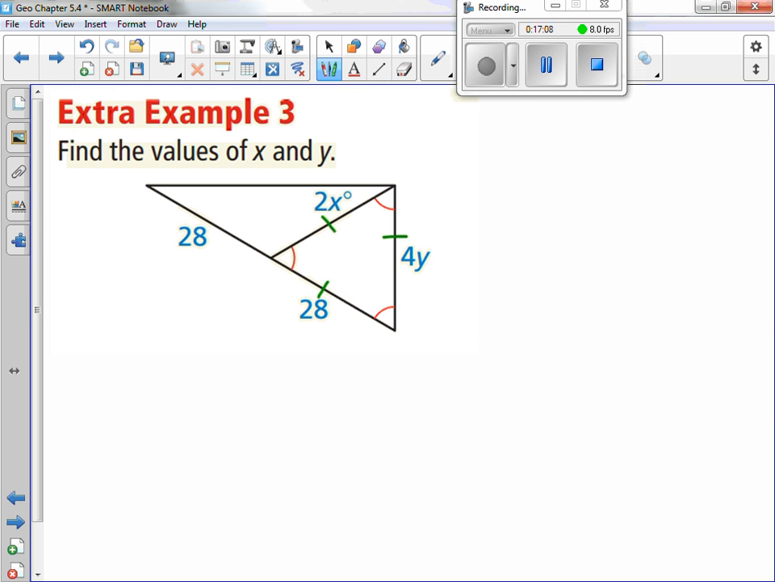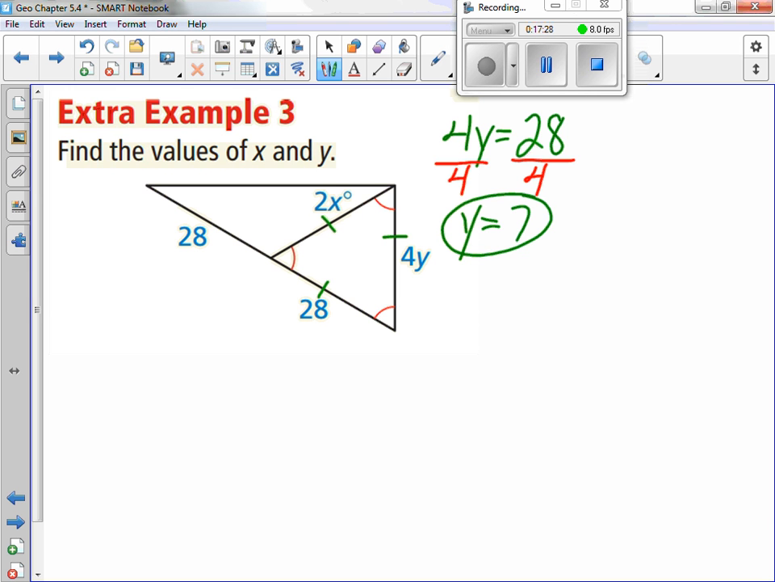Okay, so let's deal with y first. We'll get to x in a minute. What do I know about 4y? It's equal to what? 28. To find the value of y, I would divide by 4, yes? So y is equal to? These are both 28, aren't they? So what do I know about this length over here?